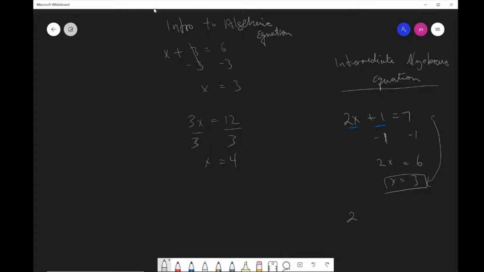We evaluate the equation with 3, just like how we start with 2x, meaning 2 times x will become 2 times 3, plus 1 equal to 7. Well, let's see if that's true. 2 times 3 is what? 6 plus 1 equal to 7, 7 equal to 7. So that is a check. That will mean that your x of 3 is correct.